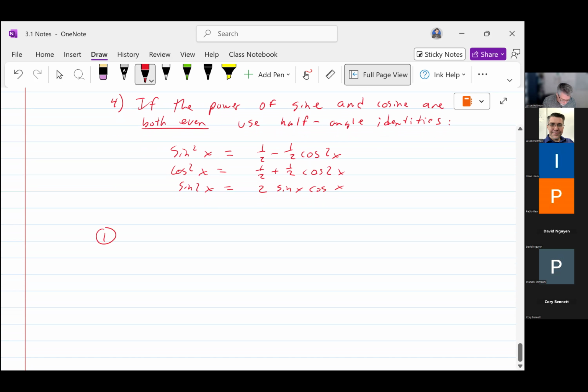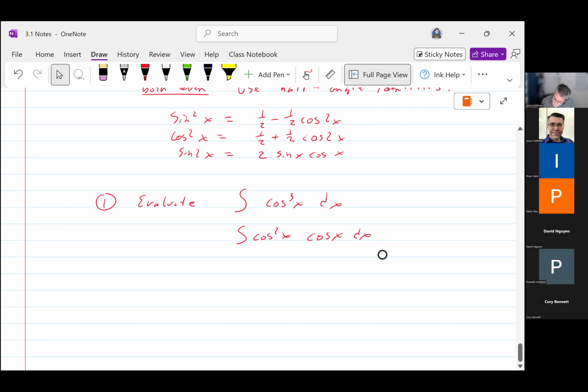Okay, let's try a problem here. Number 1. Okay, evaluate the integral of cosine cubed x dx. So here cosine is odd. So we're going to want to factor out a cosine and then change everything else to sines. So this is going to become cosine squared x times cosine x dx. Then we're going to use the Pythagorean identity of 1 minus sine squared x times cosine x dx.